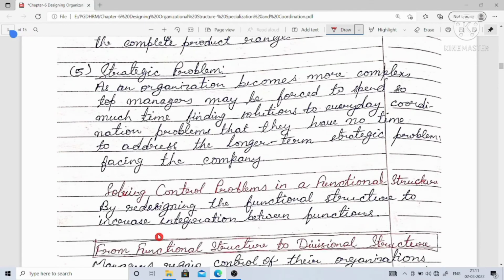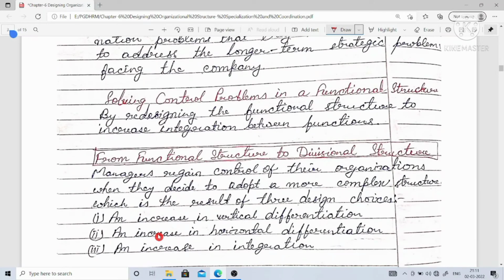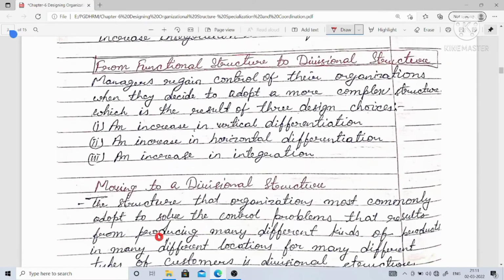Next given is solving control problems in a functional structure. Whatever control problems there are in the functional structure, how can they be solved? By redesigning the functional structure to increase integration between functions. If we can design the organization in such a way that different functions are integrated to a larger extent, then in that case we can solve the problem of control. Okay, from functional structure to divisional structure.